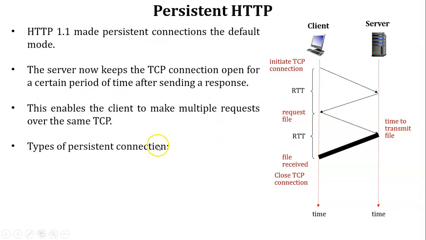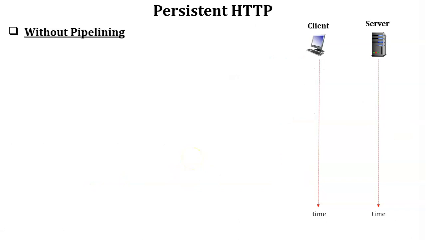Next, types of persistent connection. The first type is without pipelining persistent HTTP, and the second one is with pipelining persistent HTTP. Let us discuss without pipelining persistent HTTP. Let us take one example to understand its working. Here there is one client and one server. First of all, the client sends a TCP request to the server. The server will accept the TCP request from the client. So it uses one RTT.